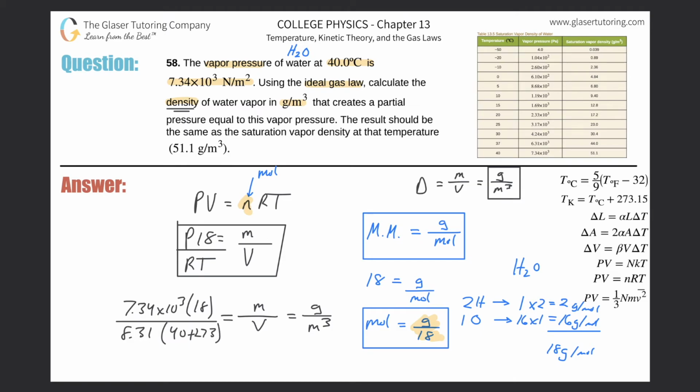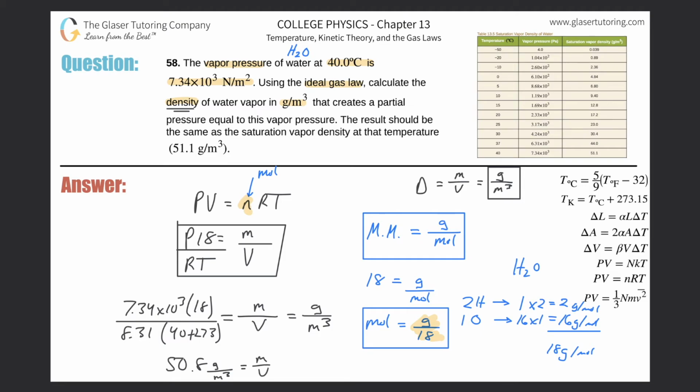And why don't we take out the calculator and see what it comes out to be? So 7.34 times 10 to the third multiplied by 18, divided by 8.31 times, let me do parenthesis again, 40 plus 273, and we get 50.8 or so, right? It seems to be. So here, let's write this down. So I get 50.8, and this will now be gram per cubic meter, right? And this is equal to the mass per volume.